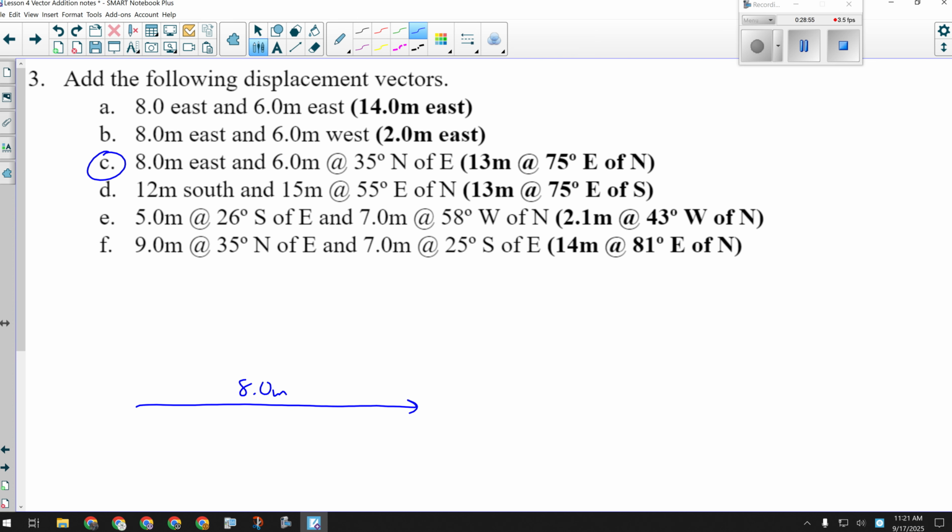Okay, so no triangle for that one because it goes right along an axis. Then we've got 6 meters at 35 degrees north of east. So there's due east, 35 degrees. 6.0 meters. I'd say the scale's probably good enough on that.